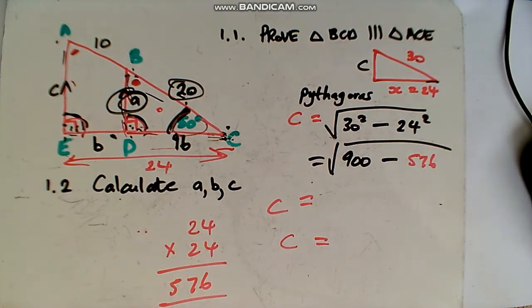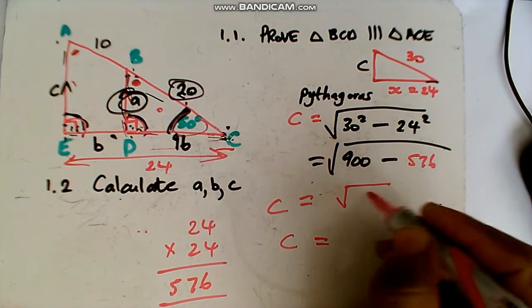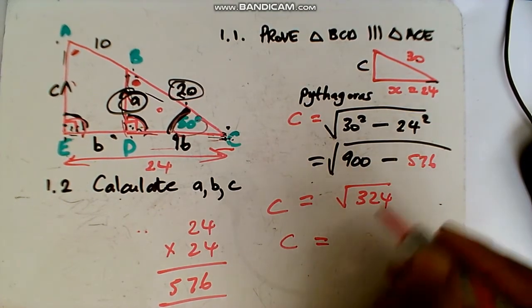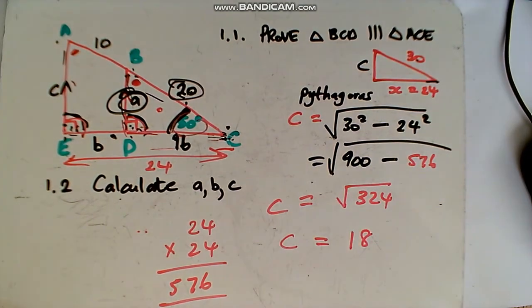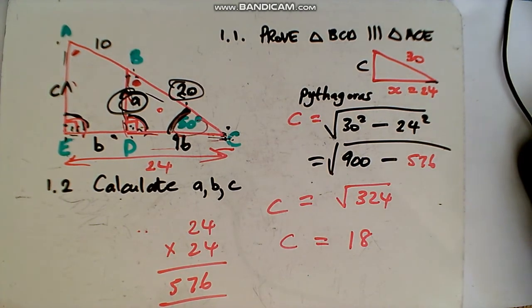Right, there we have it. And then we're going to get 324. The square root of 324 will give you 18. And so now C is equal to 18. Okay, and that's good.